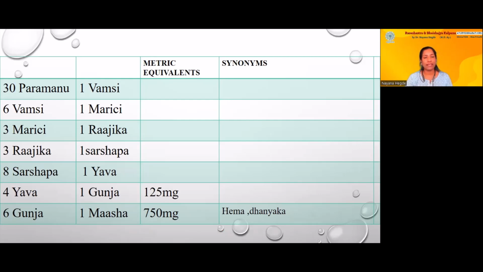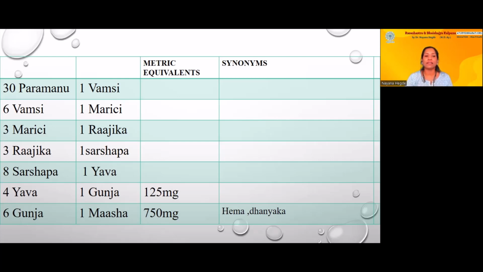30 Paramanu is equal to 1 Vamshi. 6 Vamshi is equal to 1 Marichi. 6 Marichi is equal to 1 Rajika. If you want, we will go through it once again. 30 Paramanu is equal to 1 Vamshi. Vamshi is the visible particle when a ray of light enters a darker room. Then 6 Vamshi is equal to 1 Marichi. For the Marichi, in the dictionary, it is the weight of one ray or beam of light. 6 Marichi is equal to 1 Rajika. Rajika is white or yellow variety of mustard.